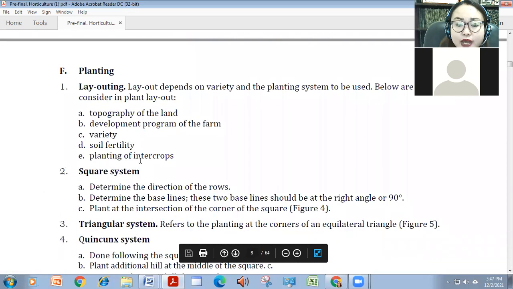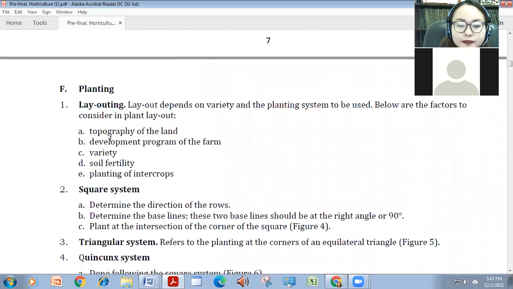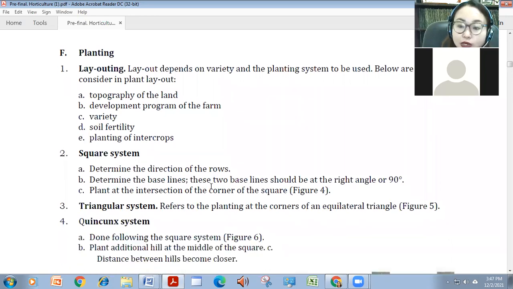So in planting, you have to have your layout based on the topography of the land, kung rolling ba siya, hilly or flat, and ano yung development, monocropping ba or intercropping, no? And the variety to be used, like lahatan ba, for local lang ba, or Cavendish. So soil fertility niya, no? Ilang years na ba nag-monocrop ng banana? So as I have just said earlier, whenever magkadugay, magka-less good ang iyang fertility. And planting of intercrops, no, if there are.